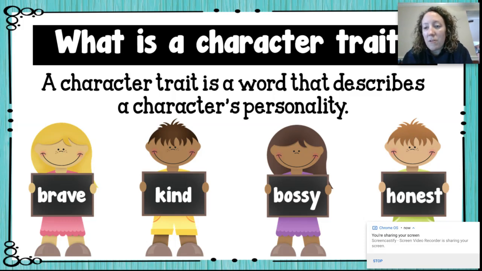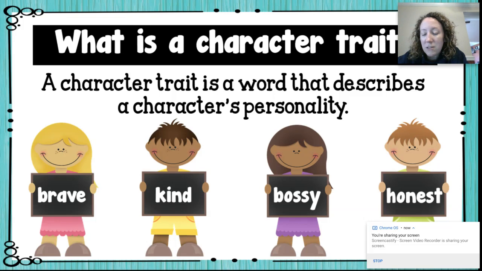A character trait is the word that describes a character's personality. So you would describe somebody on the inside as being brave, right? When I think of Stella Diaz, I think that she was really brave when she was going to give her presentation, right? Kind, I would describe many people as being kind. Like Dr. Rojas is really kind when he's always checking in on the teachers and making sure that we're all okay. Bossy is also a character trait, and honest.